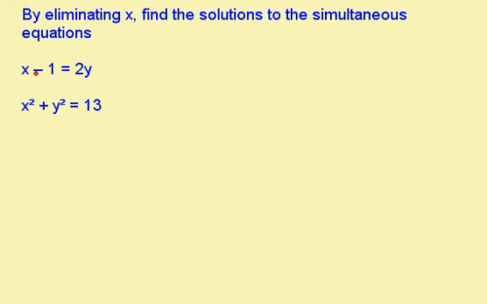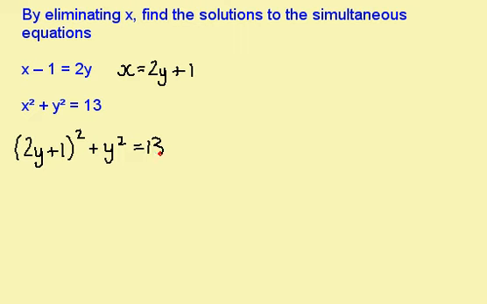So, to begin with, I'm going to rearrange this to give me x. I have x equals 2y plus 1. I'm now going to substitute this into this. So I have x squared. X, I know, is 2y plus 1. It's going to be squared. Plus y squared equals 13.